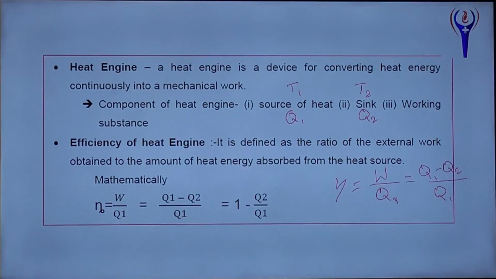If you split this, it is Q1 by Q1 minus Q2 by Q1. Then Q1 cancels, that is only 1. So 1 minus Q2 by Q1. W equals work done, Q1 minus Q2, where Q1 is the heat energy of the source. Efficiency equals 1 minus Q2 by Q1. This is the efficiency of the heat engine, and efficiency will always be less than 1.